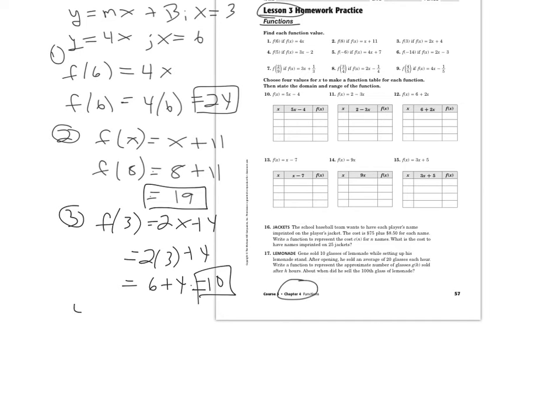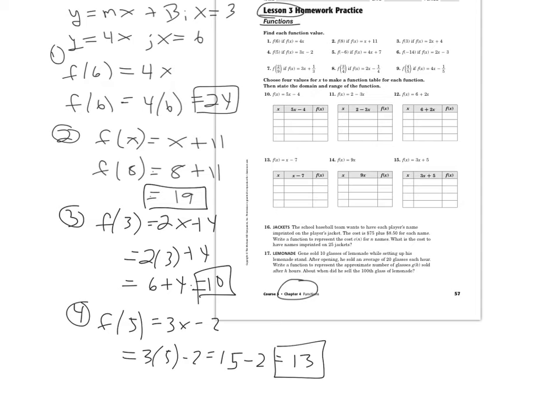And let's look at number 4. Number 4 wants you to evaluate the function at 5. So we write the 3x minus 2 next to the equal sign, and then we plug in the 5. So we do 3 times 5 minus 2. 3 times 5 is 15. And let me erase that so it looks a little bit better. 15 minus 2 is equal to 13, and that would be the answer to number 4.